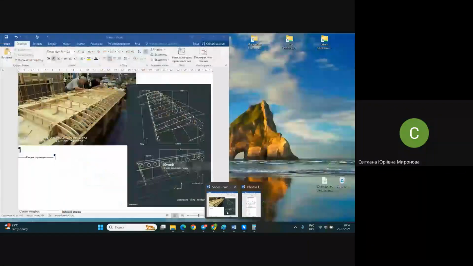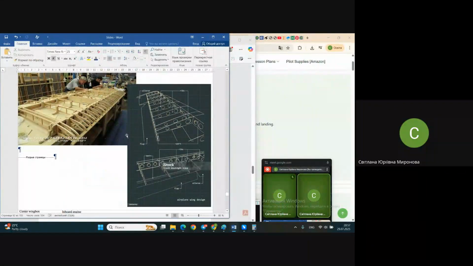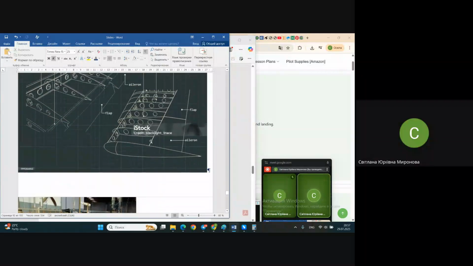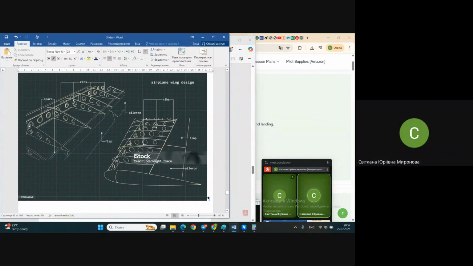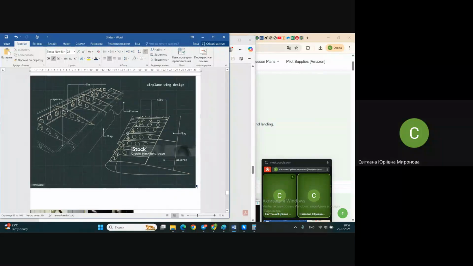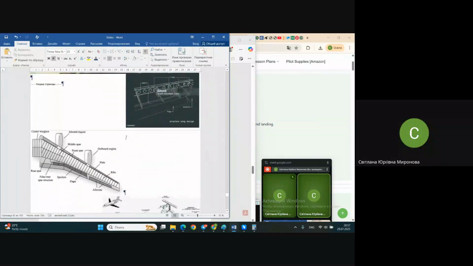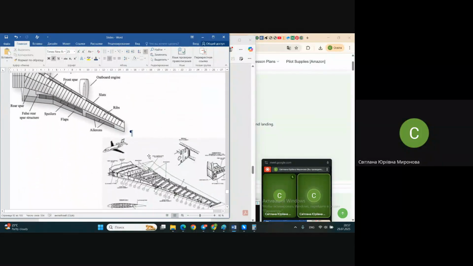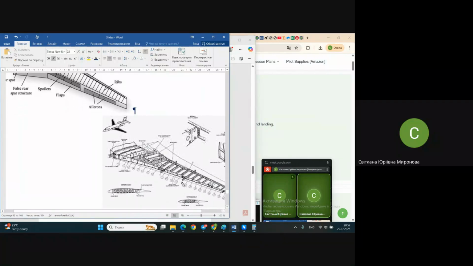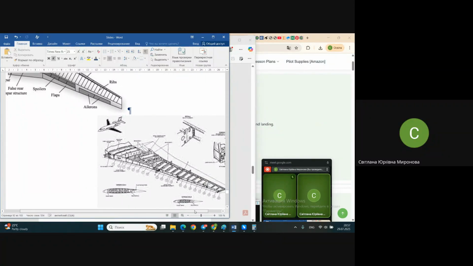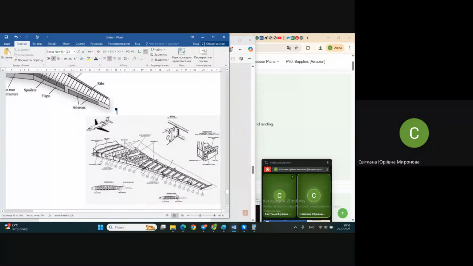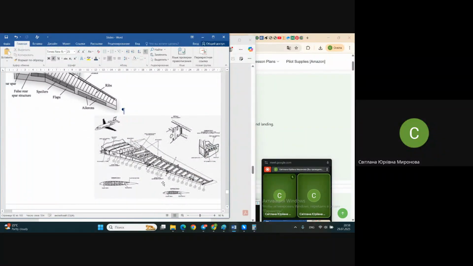Once again, take a look here. It's very well visible in this picture: the longitudinal element spar and the transversal elements ribs. And some outer elements are also mentioned here. Let's try to take a look into this picture. What do we see here? Our newly obtained knowledge.